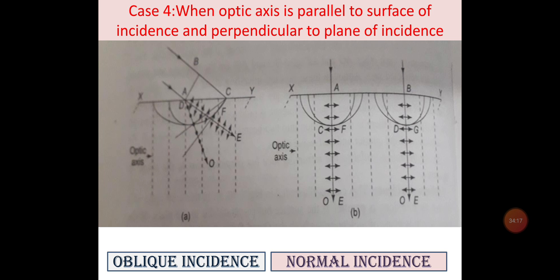Now we will talk about the normal incidence. You can see here that the refracted wave fronts CD and FG coincide at all instants, and the refracted rays AO and AE also coincide at all instants, and they travel in the same direction with the same velocity along the optic axis. So in this case there is no double refraction taking place. So this was all about the Huygens theory and the different cases illustrated with the help of a negative uniaxial crystal.